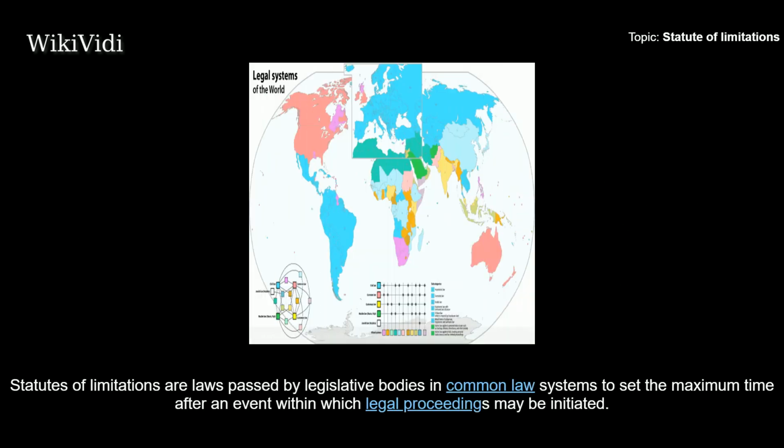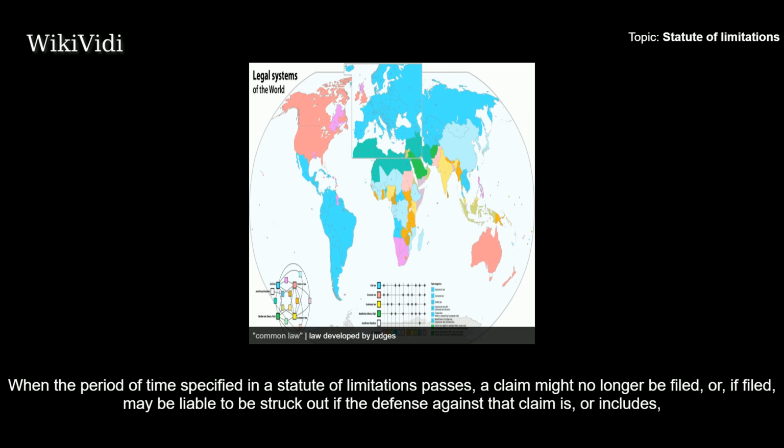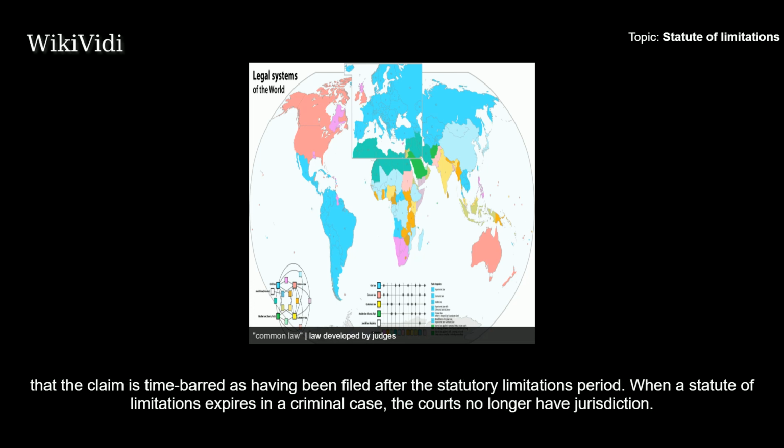Enjoy. Statute of Limitations. Statutes of limitations are laws passed by legislative bodies in common law systems to set the maximum time after an event within which legal proceedings may be initiated. When the period of time specified in a statute of limitations passes, a claim might no longer be filed, or, if filed, may be liable to be struck out if the defense against that claim is, or includes, that the claim is time-barred as having been filed after the statutory limitations period.